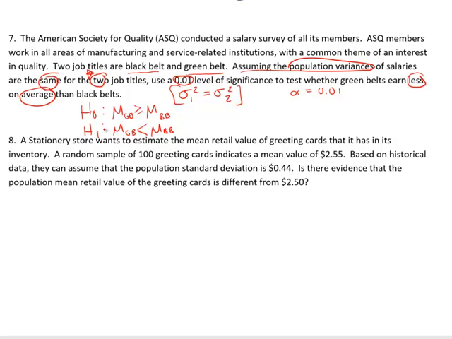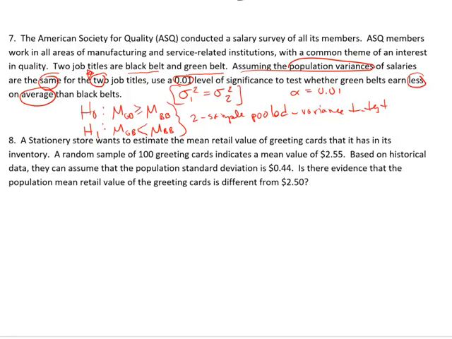And I should also list the kind of test that we would do. We know it's a left tail test because it's mean of green belt less than mean of black belt. And we should note that this is a 2-sample pooled variance t-test. And so that is the answer to number 7.